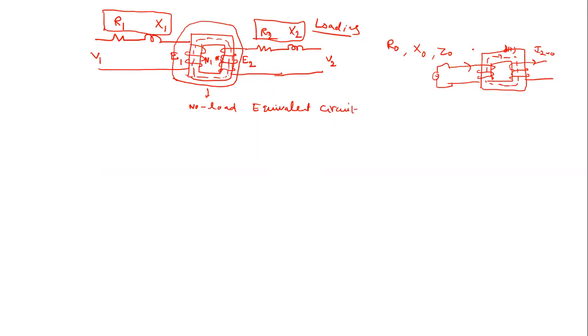In order to mitigate that flux generated by the load current, more current is drawn by the primary. So an entire analysis is there. Maybe it was taught, I don't know whether it was taught or not. Please recall.